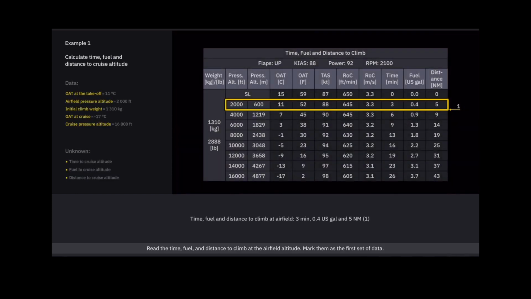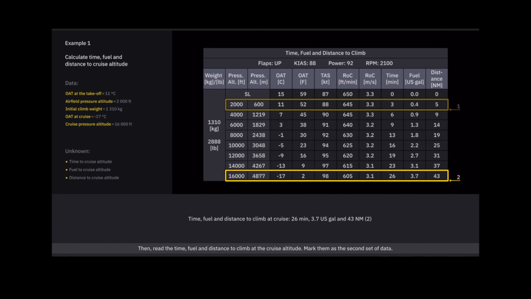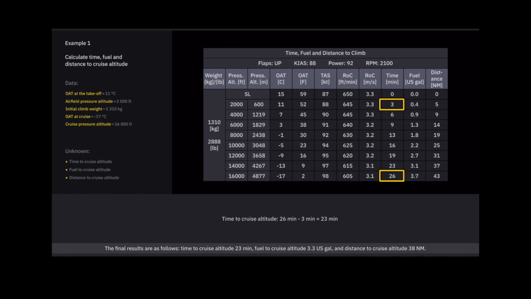Read the time, fuel, and distance to climb at the airfield altitude. Mark them as the first set of data. Then, read the time, fuel, and distance to climb at the cruise altitude. Mark them as the second set of data. To calculate the time, fuel, and distance to climb from the airfield to the cruise altitude, subtract the first set of data from the second set. The final results are as follows. Time to cruise altitude, 23 minutes. Fuel to cruise altitude, 3.3 US gallons. And distance to cruise altitude, 38 nautical miles.